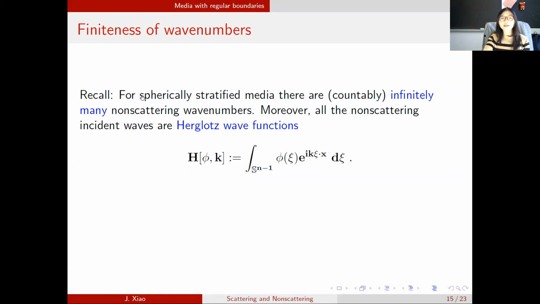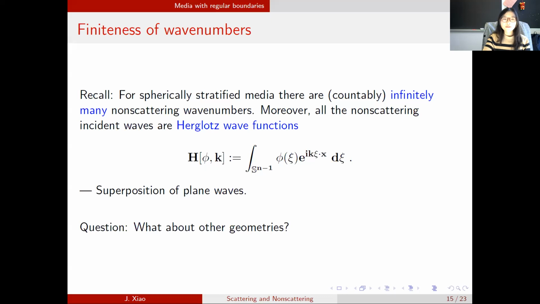So recall that for spherical stratified media, say for a disk with constant media parameter, we always have infinitely many non-scattering wave numbers. Moreover, the corresponding incident waves are all Herglotz wave functions, namely functions of this form. So this is also a superposition of plane waves, the continuous superposition of plane waves. So we wonder, what is the case for other geometries?